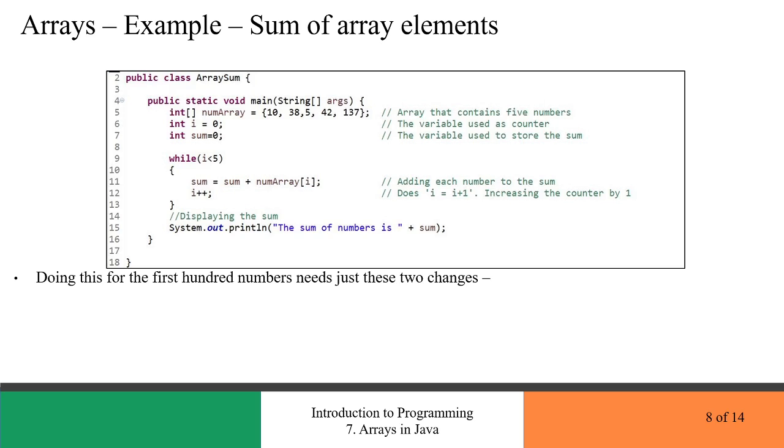If we need to repeat this program for 100 numbers, we will just need the following changes. The variable will have to store 100 different numbers instead of the 5 numbers, and the condition in the loop will change to accommodate numbers from 0 to 99. Thus, the condition changes to i less than 100.